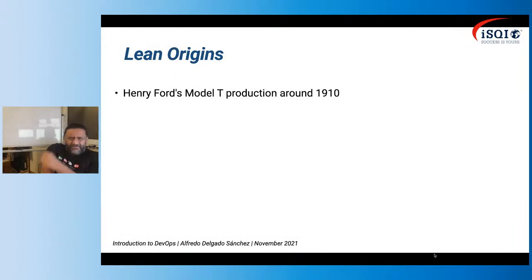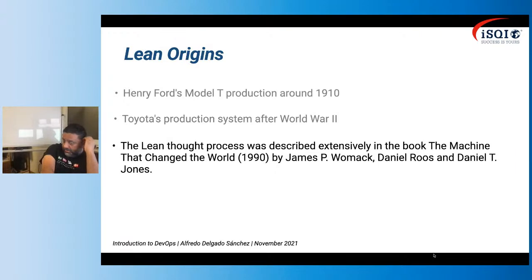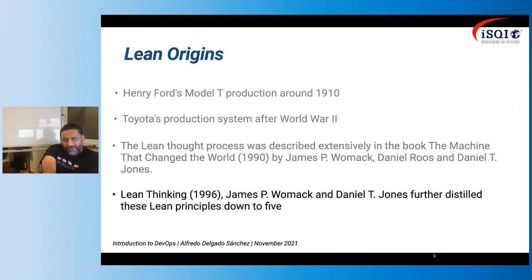Lean origins. Lean is really an old management way of doing things. It begins early in the last century, continues with the production system of Toyota, and then was enhanced by other authors.